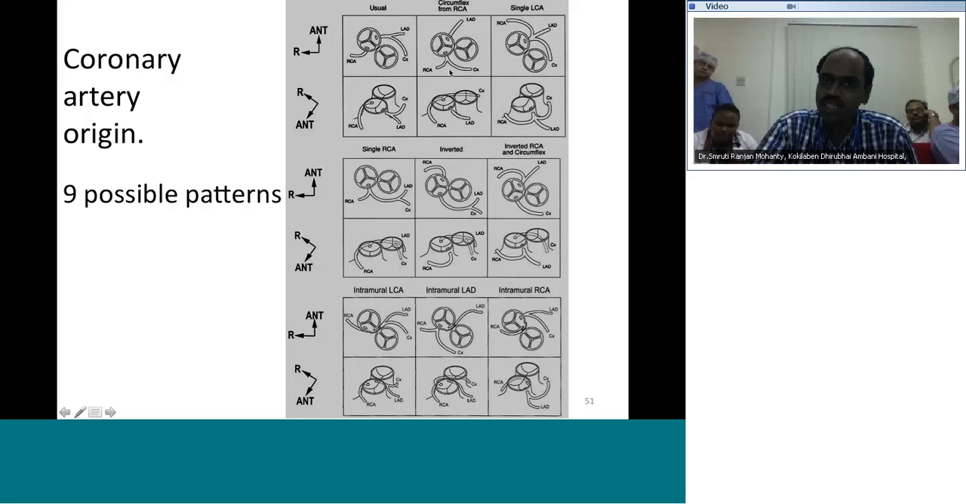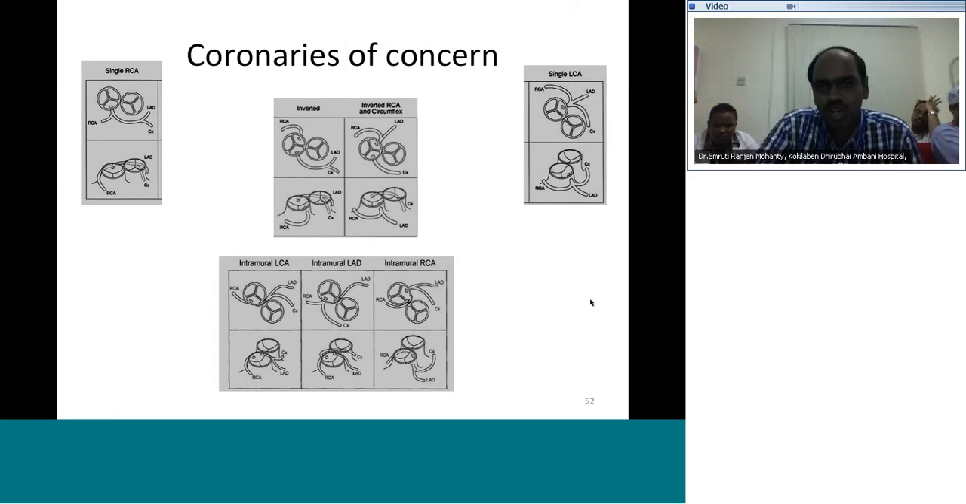Circumflex from RCA is the next common abnormality, seen in about 16% of the patients. So here around 66% and here about 16%, put together more than 80% of the patients will have benign coronaries, not much of abnormalities. All these are abnormal: single left coronary, single right coronary, inverted RCA and circumflex, intramural coronary. It's very important to notice these abnormal coronaries because they increase the mortality during arterial switch operation. So the coronaries that are important for us are single RCA, single LCA, inverted coronaries and intramural coronaries. So we need to understand what this is.